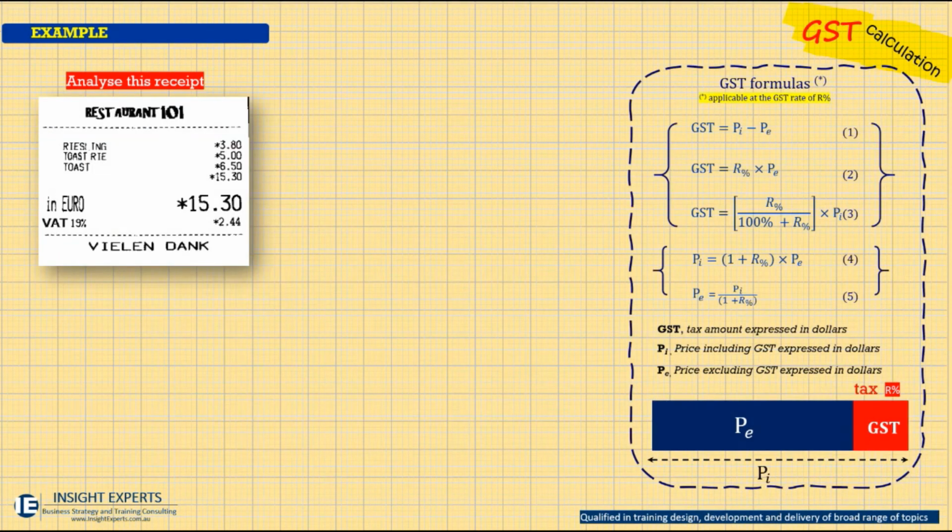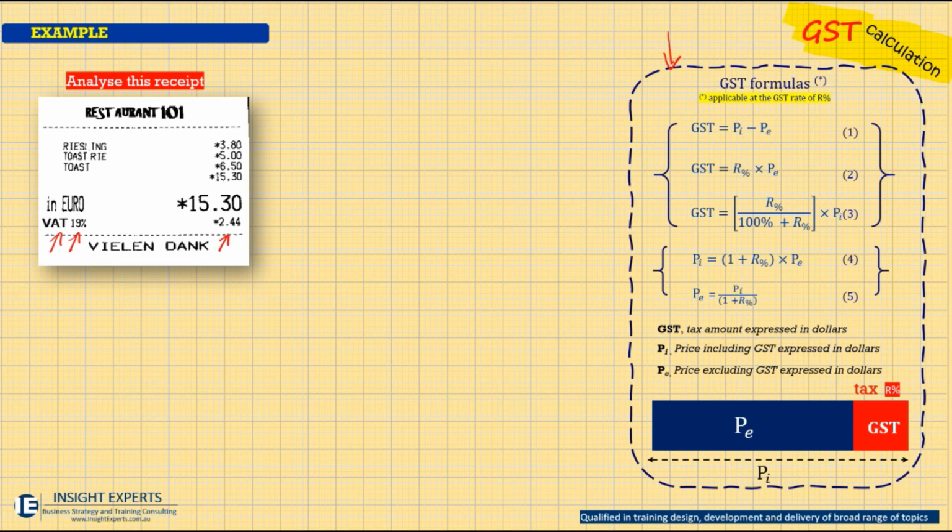Now let's look at some actual receipts, with this specific one applicable at the GST or VAT rate of 19%. Let's see how they arrive at the GST or VAT amount. For your reference, I've listed the formulas on the right-hand side of the screen. Remember, the tax payable by the consumer can be called GST, VAT, TVA, or some other name, but at the end of the day it's the same concept with different rates. So let's look closely at this receipt.